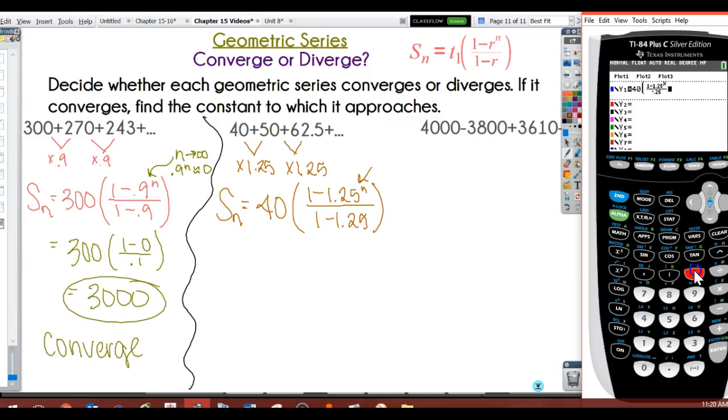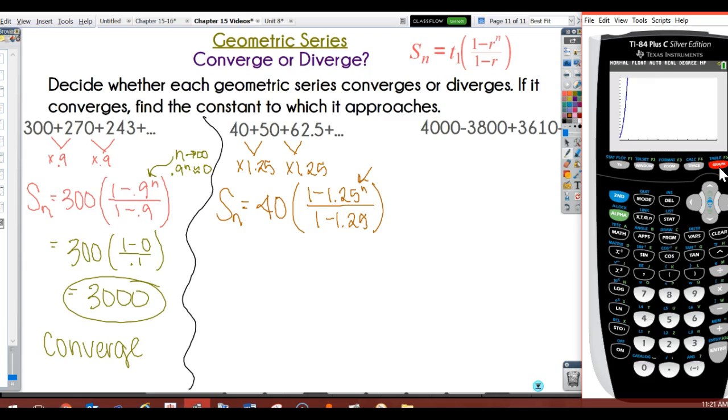So I'm going to go ahead and adjust my window a little bit, and I'm going to look at from the first partial sum to the 100th. I'm going to count by 10, and then I expect the sum to get pretty large, so I'm going to start at 0, and we'll go up to 1,000, and we'll count by 50. And let's see what this graph looks like.